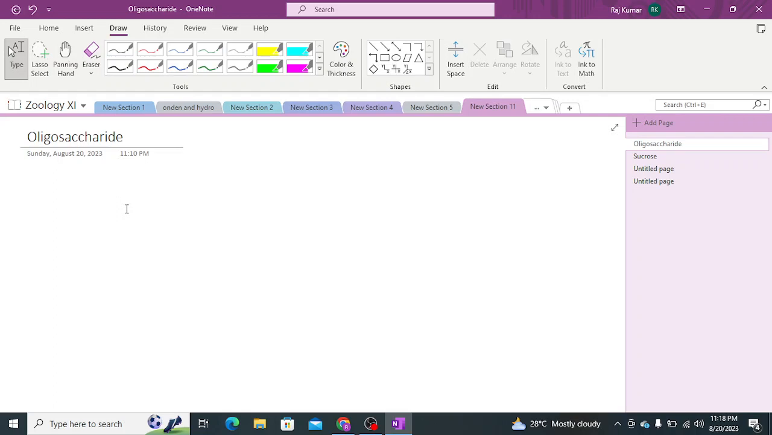So oligosaccharides are those carbohydrates which are made up of more than one monosaccharide unit. Monosaccharide units are simple sugars which constitute together to form oligosaccharides. On hydrolysis, oligosaccharides yield 2 to 10 monosaccharide units.